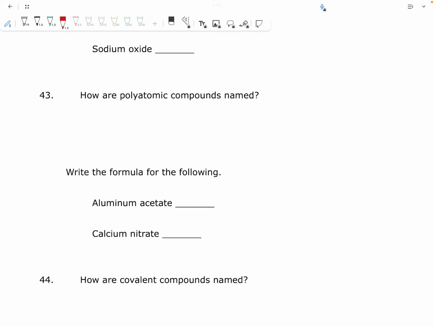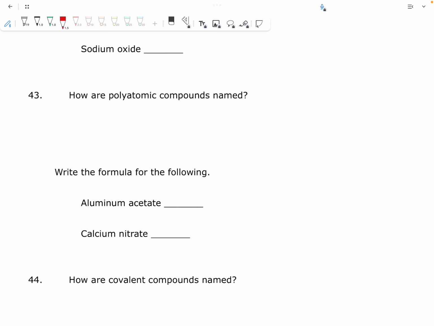Sodium oxide, same kind of idea. Sodium is Na, and that has a 1+ charge. Oxygen has a 2- charge. We need another sodium to balance that out. So we have 2 sodiums here. Well, hold on a second, I screwed up with this. There we go. Again, Na2 because of 2 sodiums, and then just the O: Na2O. That would be the answer.